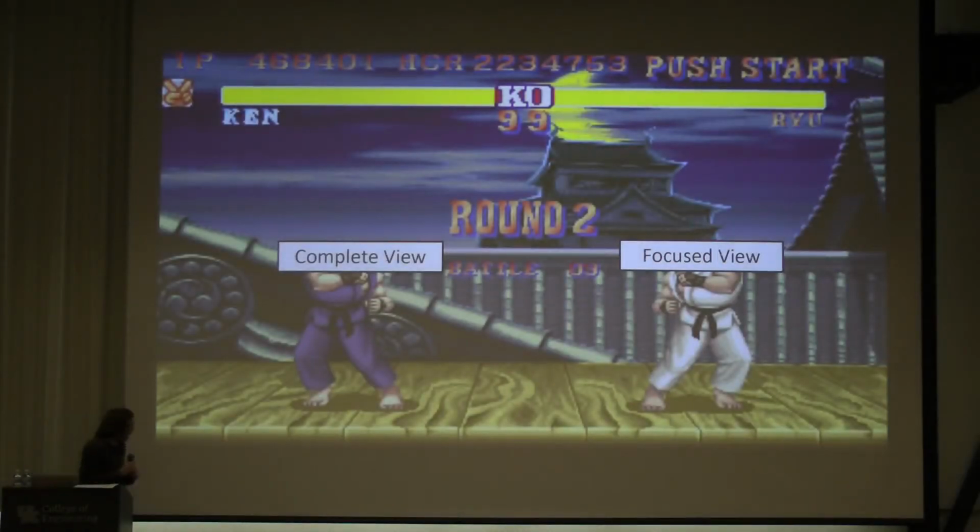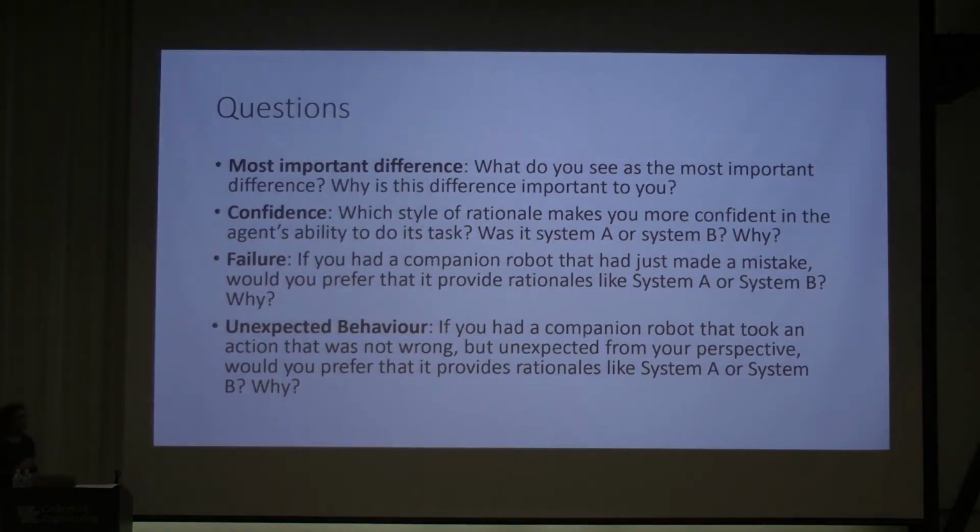Round 2. We performed a second study, but this time we wanted to test the differences in representation and how those manifest in a quantitative and a qualitative way. So we repeated this study, but now people could only rate two explanations: one generated by our complete view state representation, and one generated by our focused view. And we asked different questions, trying to get at different things. What was the most important difference between these two to you? Again, still trying to get at this qualitative knowledge.